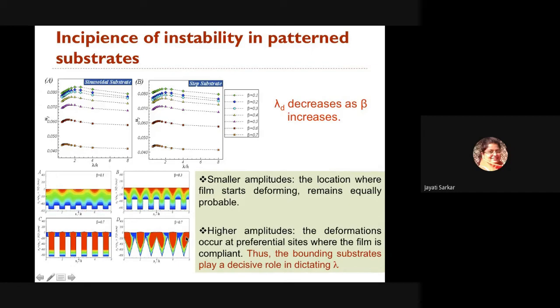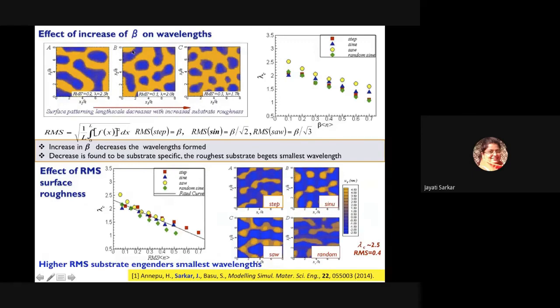So it depends not only on the amplitude of the pattern, but also on the nature of the patterns. What we had seen in the 2D simulations in finite elements was that as the surface length scale of the substrate roughness increased, we were able to get wavelengths that were smaller in size. This wavelength was dependent not only on the beta, so it decreased as we increase the roughness of the substrate, but also it depends on the nature of the substrate.